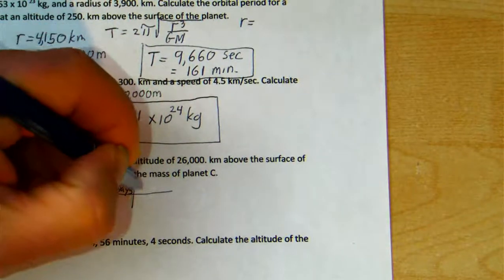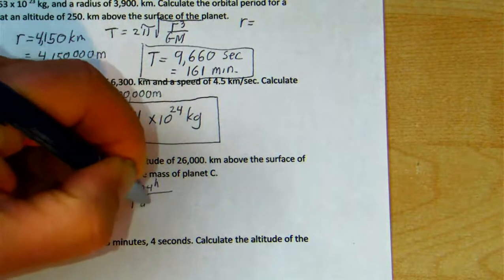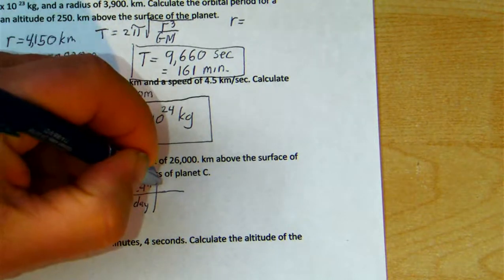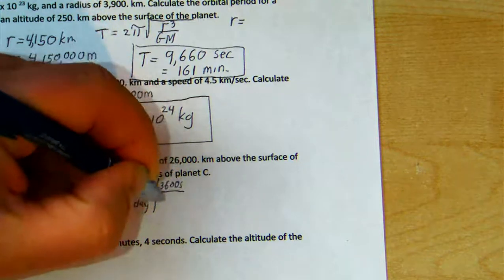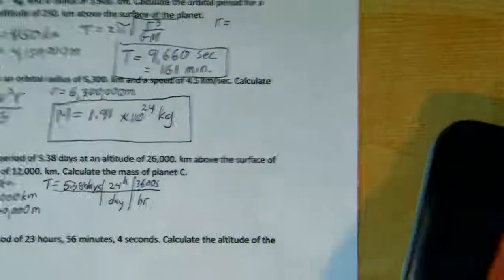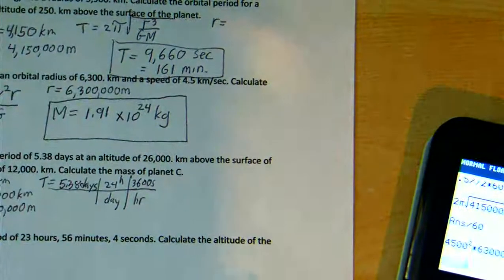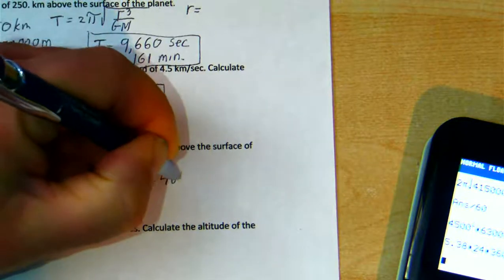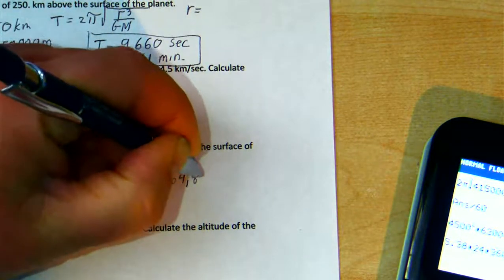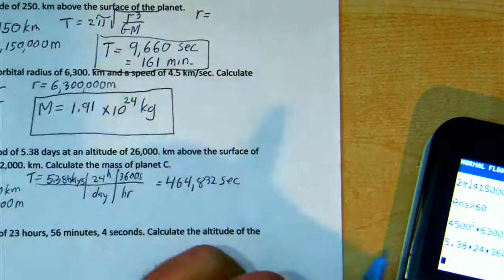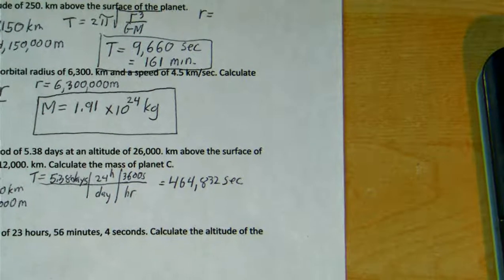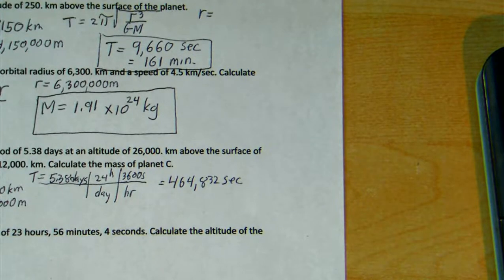So it's going to be 24 hours in one Earth day. It's going to be 3,600 seconds in each hour. So 5.38 times 24 times 3,600 works out to a time of 464,832 seconds. And yes, I actually write it all out and don't round it off until the end of my calculation for time in seconds.